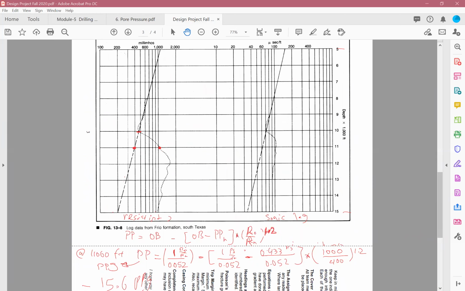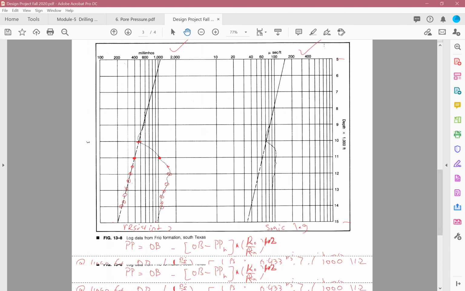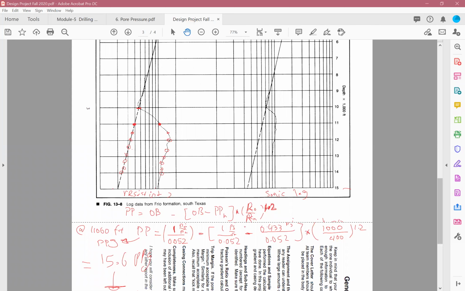Okay, so you need to do that at all the depths that you see here for your project. You need to digitize this well log, and once you digitize it, you calculate all the pressures. You can either use this resistivity or you can use your transit time. Either one is okay, you don't need to do both, just do one of them. Results should be very close to each other.